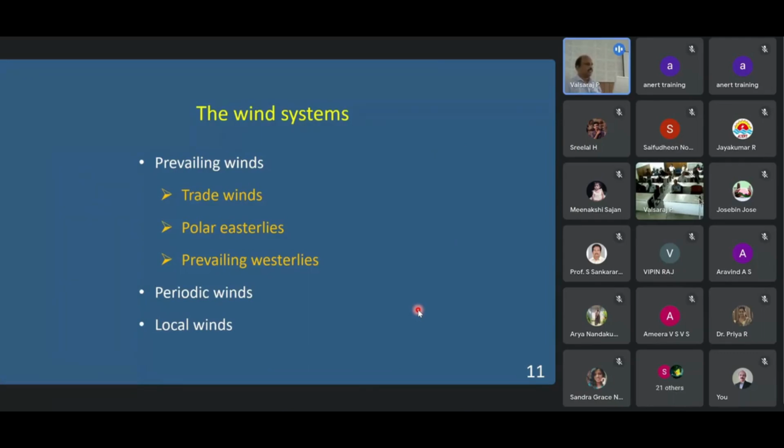Now the global wind system, I will just give a brief overview. There are three main groups: prevailing winds, periodic winds, and local winds. Under prevailing winds, three divisions are there. You might have heard these words: trade winds, polar easterlies, prevailing westerlies, like that.